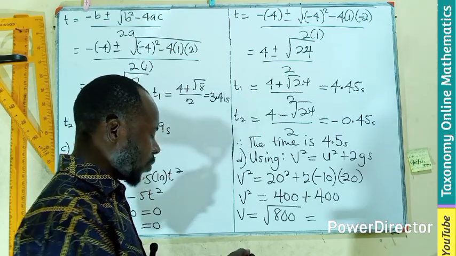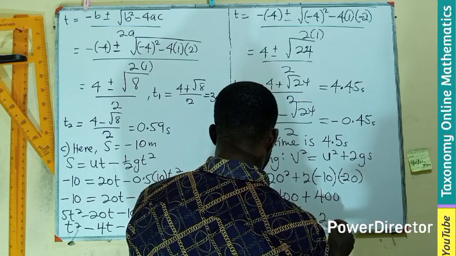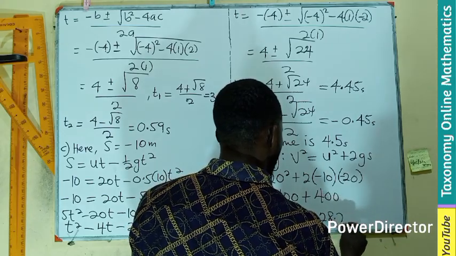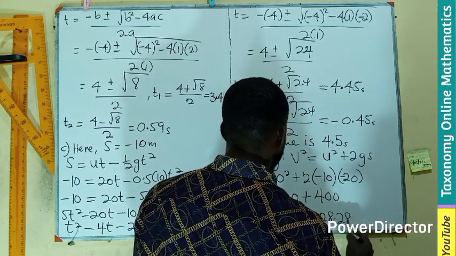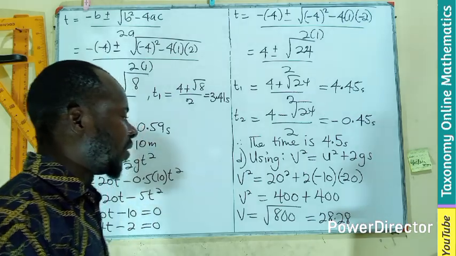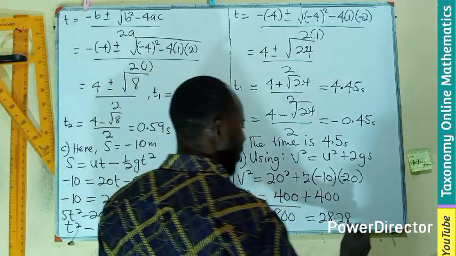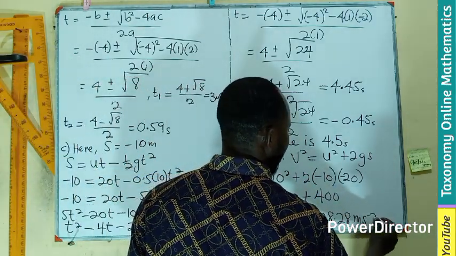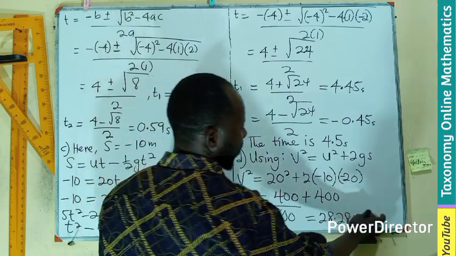Let's check that on the calculator and see. If you do that, you should be having 28.28. We are looking for velocity, right? So the velocity will be in meters per second, not meters per second squared.